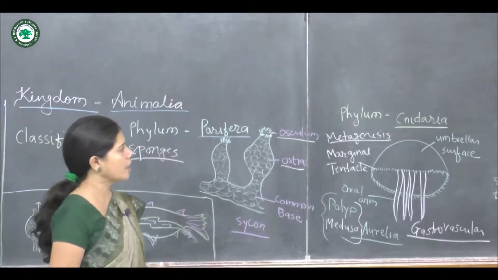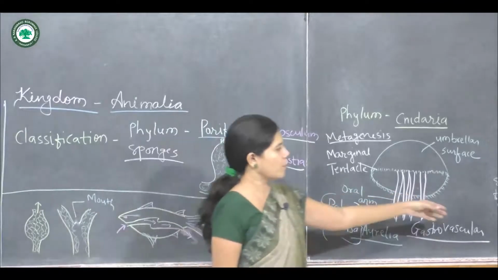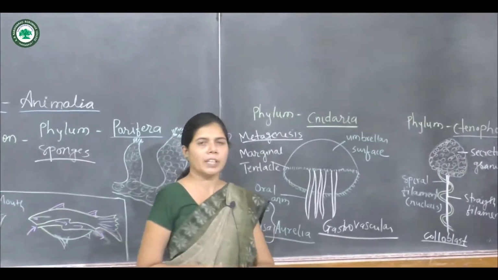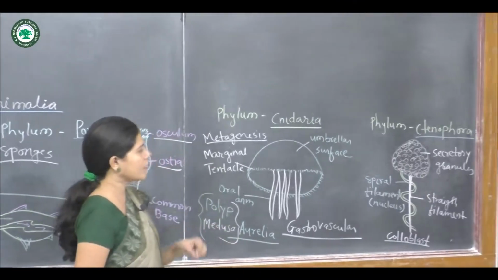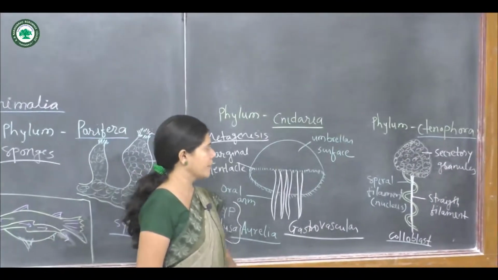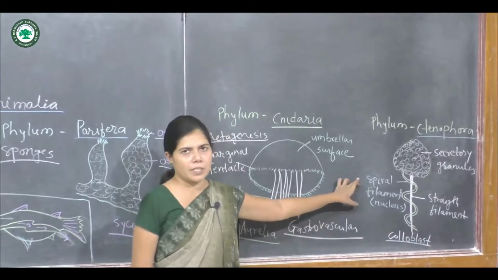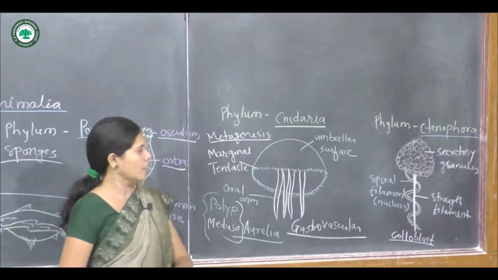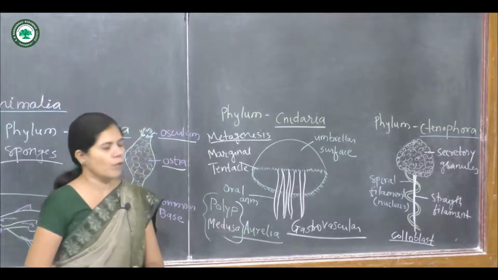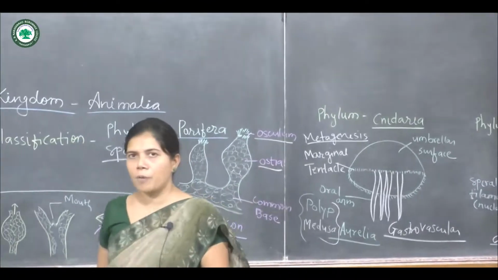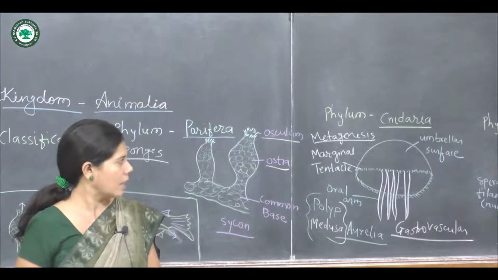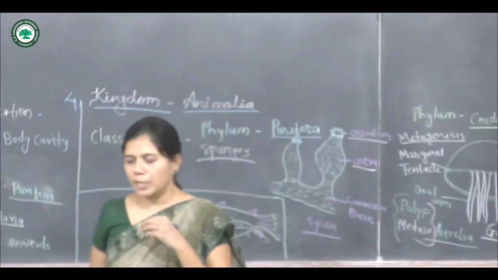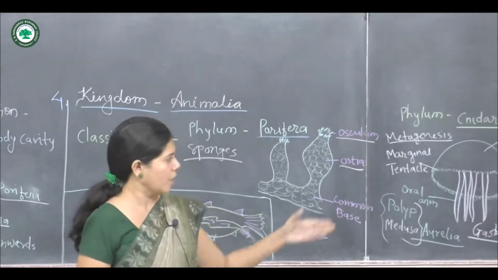Now the third phylum is known as Ctenophora. It is a very minor phylum of the kingdom Animalia, or in the classification of animals. Very few members are included in the phylum Ctenophora, and Ctenophora form colloblasts in place of cnidoblasts.